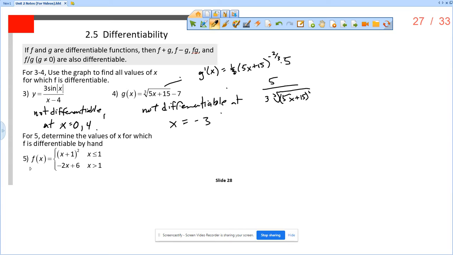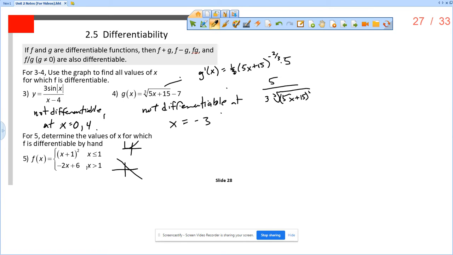All right, so moving on to this next one. Determine the values of x for which f is differentiable by hand. All right, so now we're thinking about this. We have a piecewise function. So we want to consider the two pieces. So x plus 1 squared, obviously we know that that is the parabola shifted to the left one. So it looks like this. So obviously this thing is continuous and differentiable everywhere. It's a smooth graph, no jumps, asymptotes, holes, anything like that. And then negative 2x plus 6, obviously that's a line with slope of negative 2 and y-intercept of 6. So, of course, that is continuous and differentiable everywhere. So really, we're concerned with differentiability at 1.